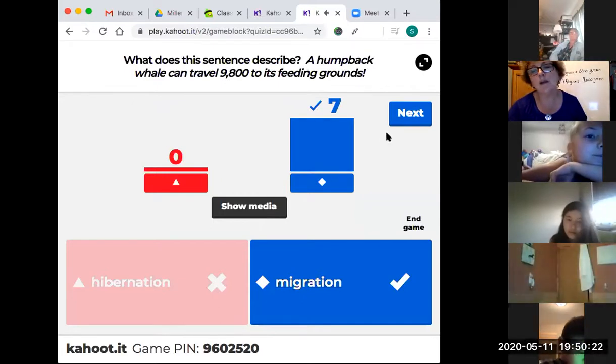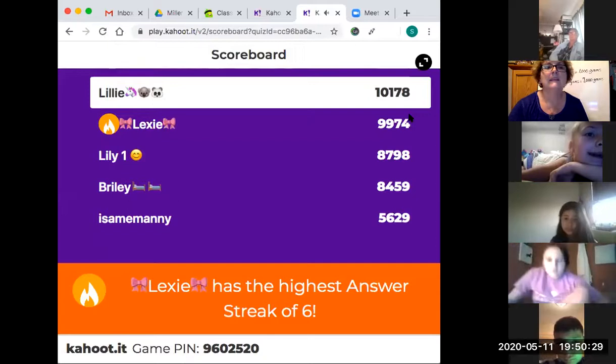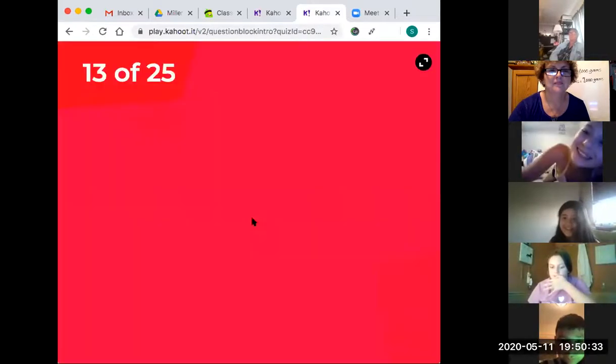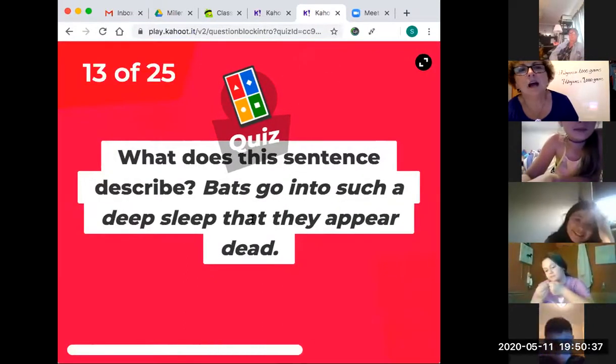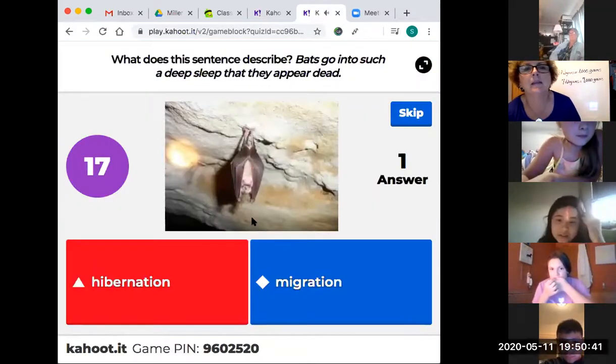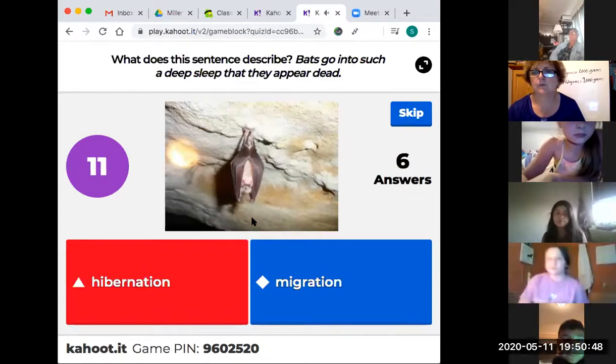The humpback whale is going to travel, so it's going to leave. Keep going. Go into deep sleep that they appear dead.